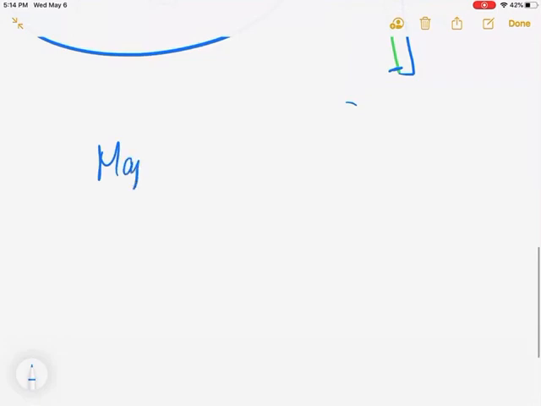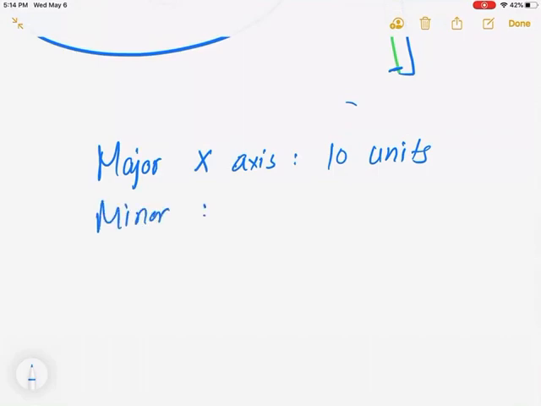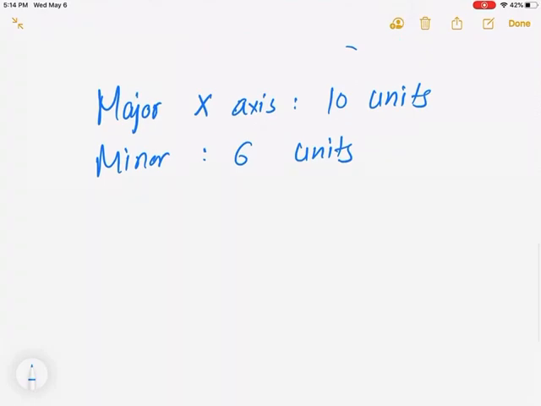Next one. If I say my major axis is x-axis, it's already telling you it's x-axis. And it's 10 units long. And my minor axis is 6 units long. That's all. Since it's already telling you your major axis is the x-axis, how do we write the equation? First thing, I would put x squared, I would put y squared, and you know it's always equal to 1. Now we need to put numbers under.